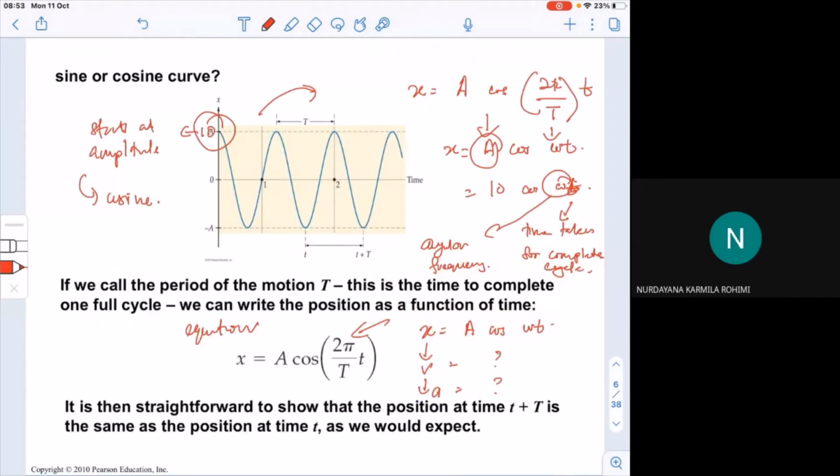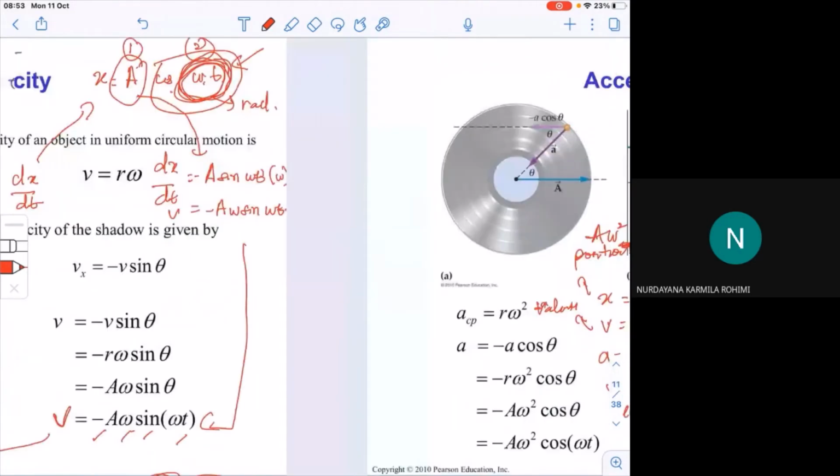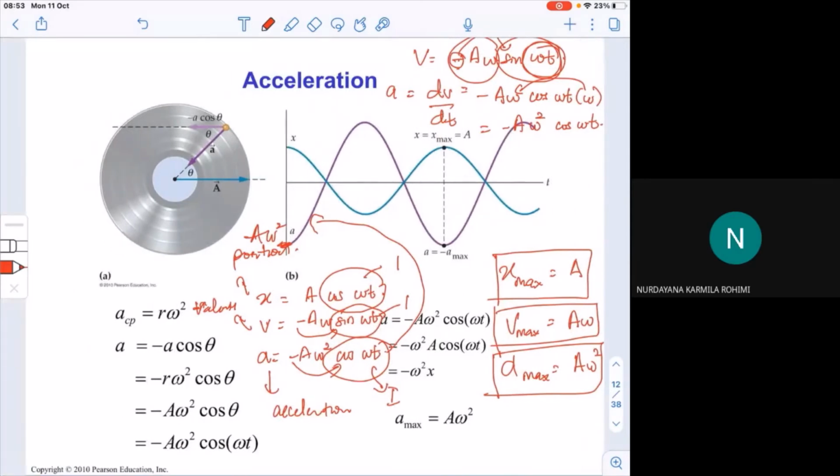Every parameter, for example position, velocity, and acceleration, must be equal to some point on the graph. And remember, now we go to this part. x is equivalent to A cos omega t, v is equivalent to negative A omega sine omega t, and acceleration is equivalent to negative A omega square cos omega t.